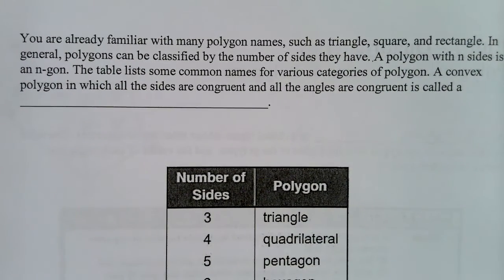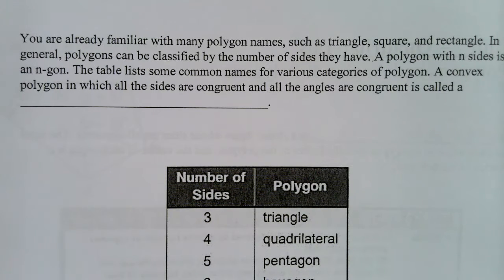You are already familiar with many polygon names such as triangle, square, rectangle, etc. In general, polygons can be classified by the number of sides they have. So in general, a polygon with n sides is called an n-gon. But the common types of polygons you're not going to name n-gon. You're going to see in the table below, we have some common names for different polygons.